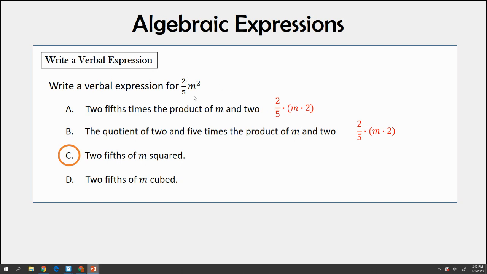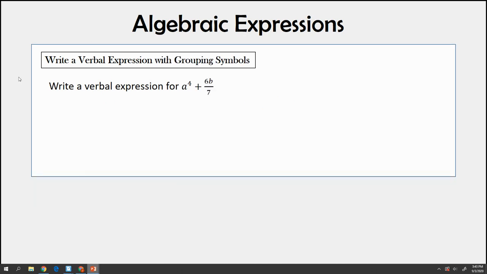So that's not it. And then finally, D, another choice we had, 2/5 of m cubed. Well, what's our difference there? They said m cubed. We had m squared. So the correct choice is C. I just thought it'd be nice to point out where these were wrong and then talk about how we should write those.